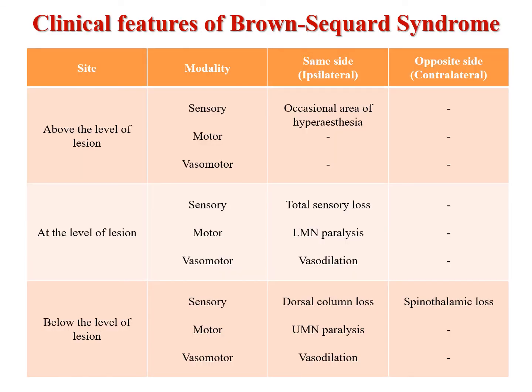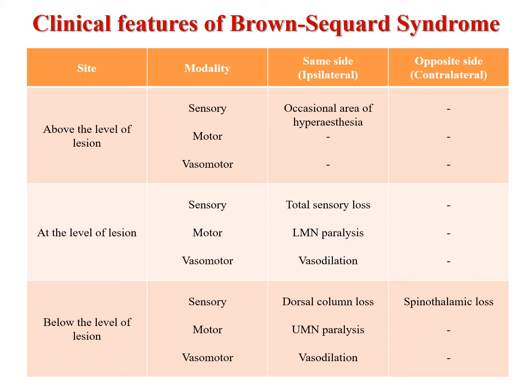This table summarizes the clinical features of Brown-Sequard syndrome. As you can see from the table, I have subdivided the features into above the level of the lesion, at the level of the lesion, and below the level of the lesion. For all practical purposes, it is below the level of the lesion which is most commonly asked.